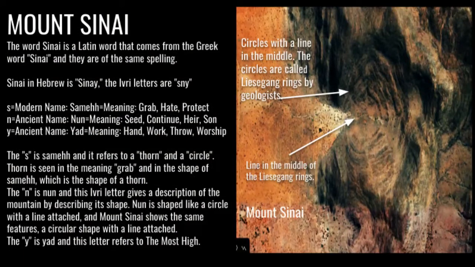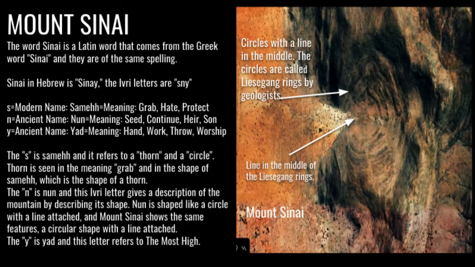The S is the Ivri letter Samak, and Samak means grab, hate, protect. The next Ivri letter is the N, the Ivri letter Nun, and Nun means see, continue, hear, and son. The next Ivri letter is Y. The Y is the Yod. Yod means hand, work, throw, worship.